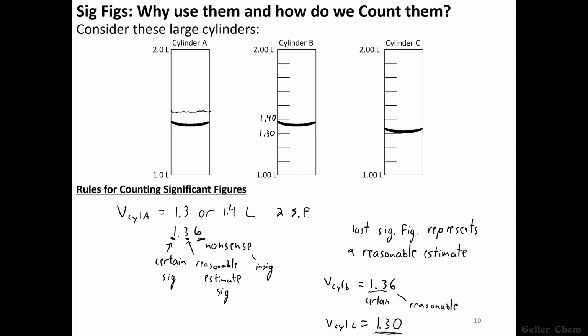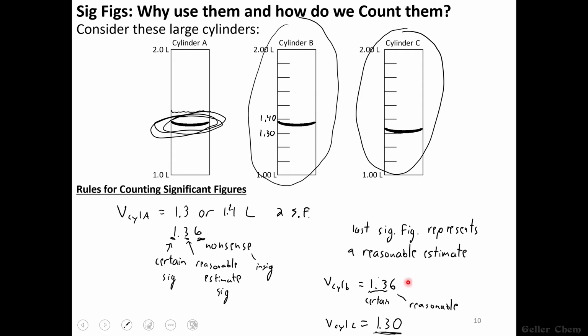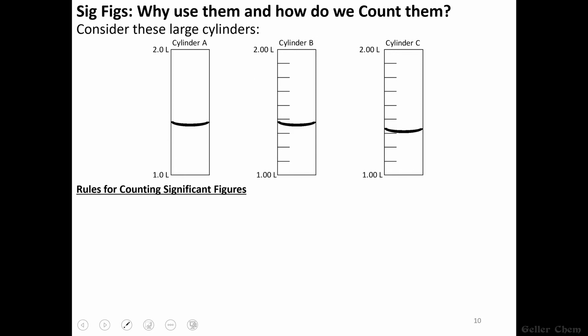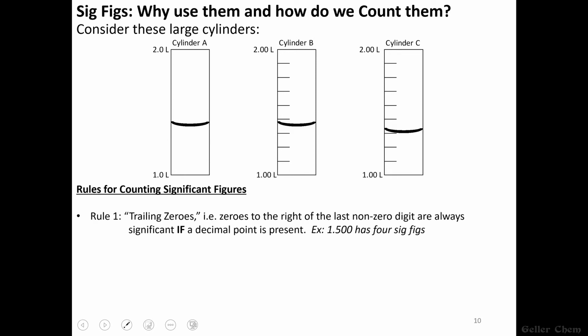If we don't put it there and we say 1.3, it's unclear if it's actually at 1.3 or if we're guessing it's around 1.3, like in this case. That 0 tells us that we are using a more accurate cylinder. Again, it's the same cylinder that we used over here. If this number could be guessed to the 100th place, this number can be guessed to the 100th place, since it's the same accuracy reading. And so this brings us to our first sig fig rule. Trailing zeros, i.e. zeros to the right of the last non-zero digit, are always significant if a decimal is present.